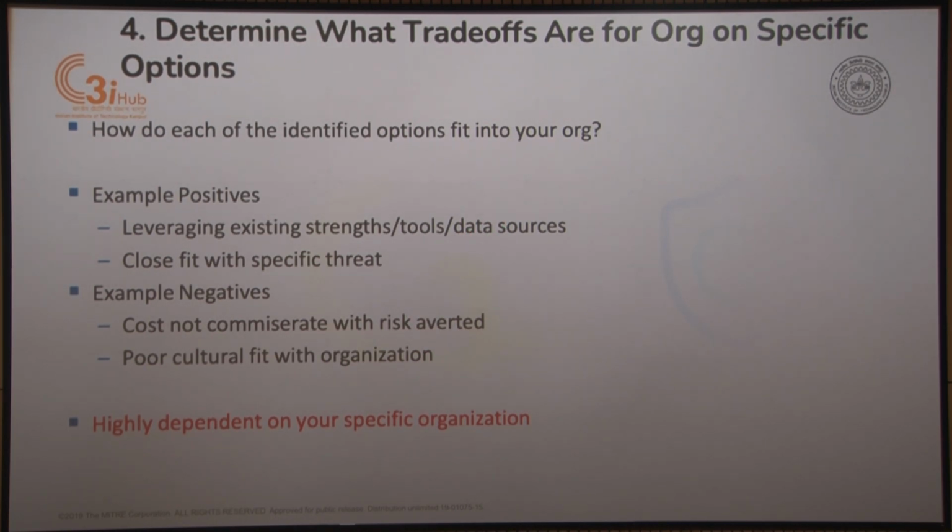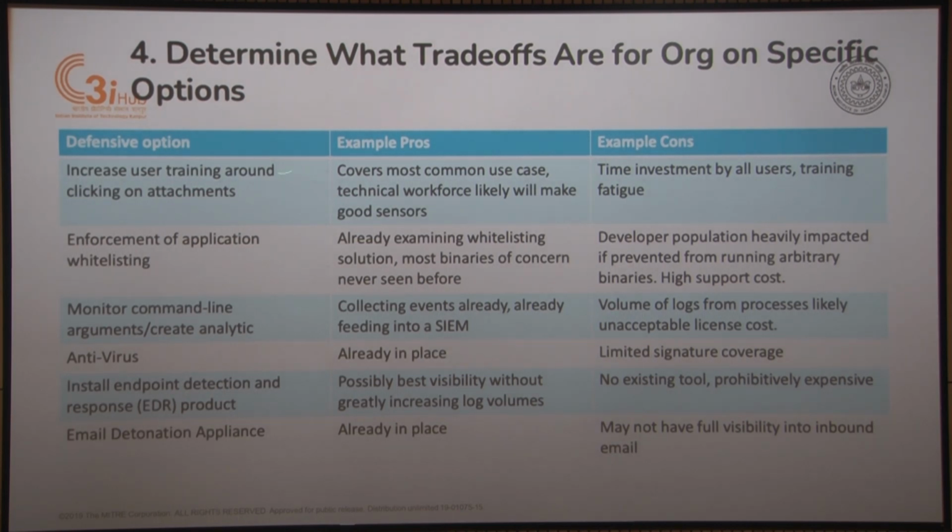And the cons can be that we might be recommending something which is not very cost effective, and there can also be a poor culture fit with the organization, which is required for user training for phishing kinds of attacks. So this is highly dependent on our specific organization's case. In our analysis, we listed the defensive options we made and their pros and cons as a trade-off. Based on that, we can understand what we can propose as a recommendation.